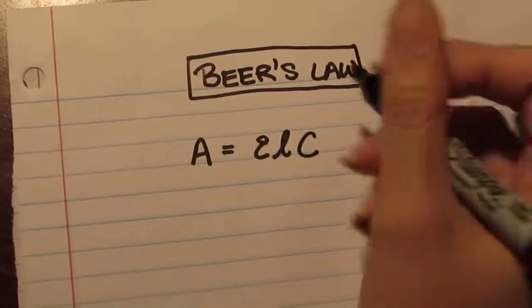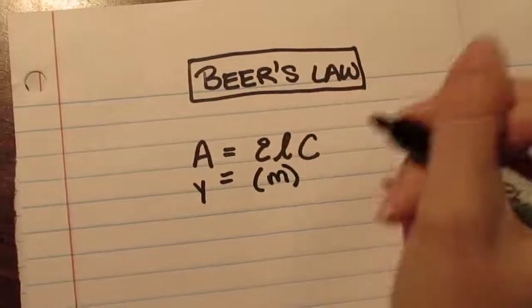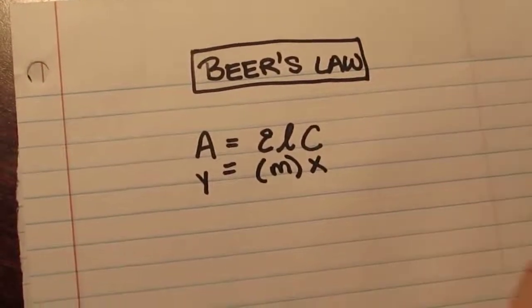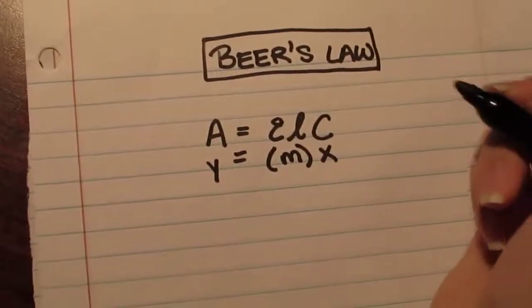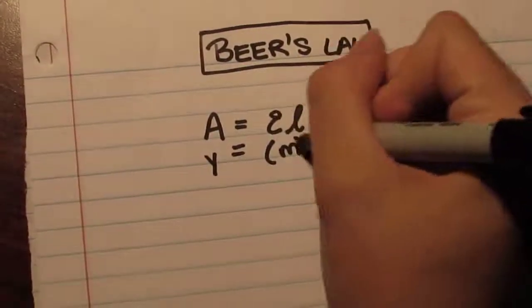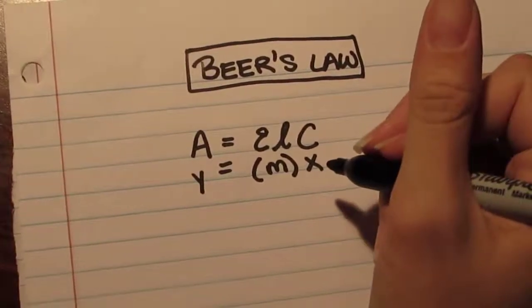And we said in class today that this can be likened to the y equals m x, and then plus b is just 0 here in this case. So our epsilon and length of the cuvette is equivalent to this slope value, and that's what we were looking for in our sample dilutions today from the stock.